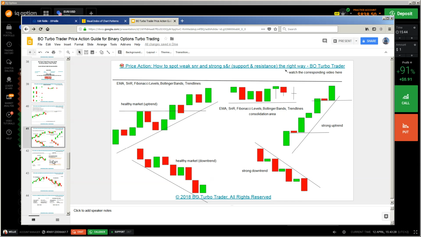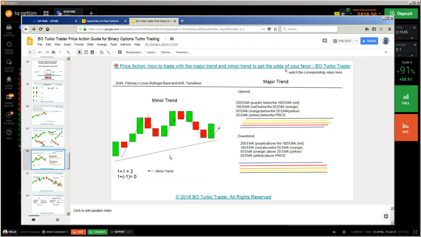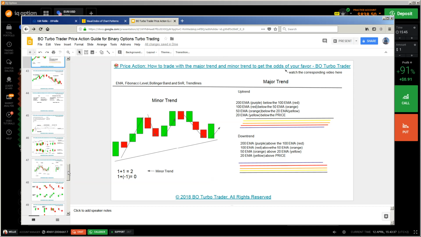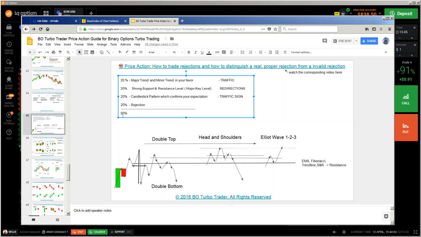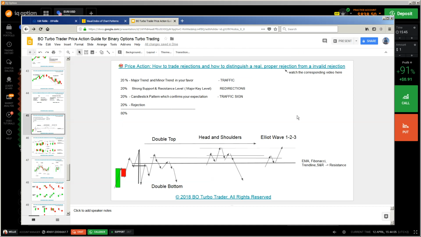The next one is the trend identification, which is also really important. Watch this video. I will not talk too much about this. Then watch this one here, how to trade a rejection, how to distinguish a real proper rejection from an invalid rejection. This is also important because it shows you how important the rejection is. The rejection is only 20% of the whole trading setup. That means you need a good trend, you need the key level, you need the candlestick pattern, and then the last 20% are rejection. And the missing 20 of this 80% are always luck, because you cannot have 100%.